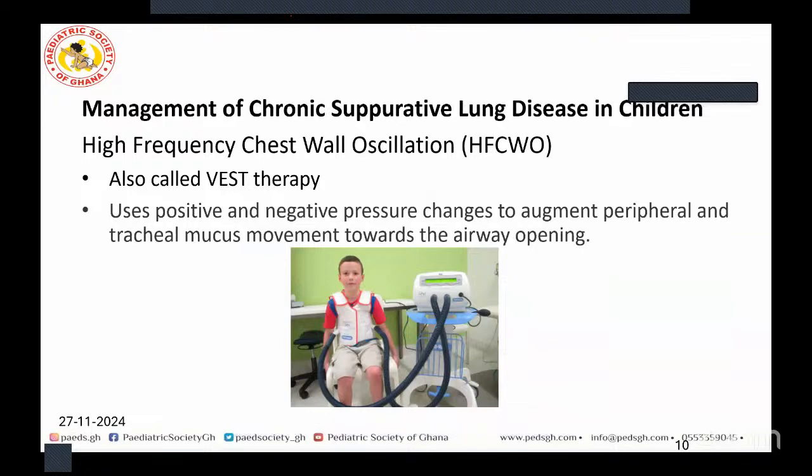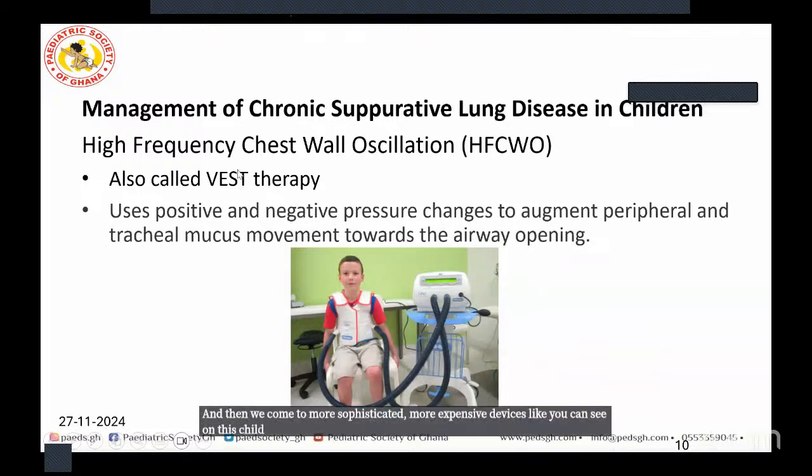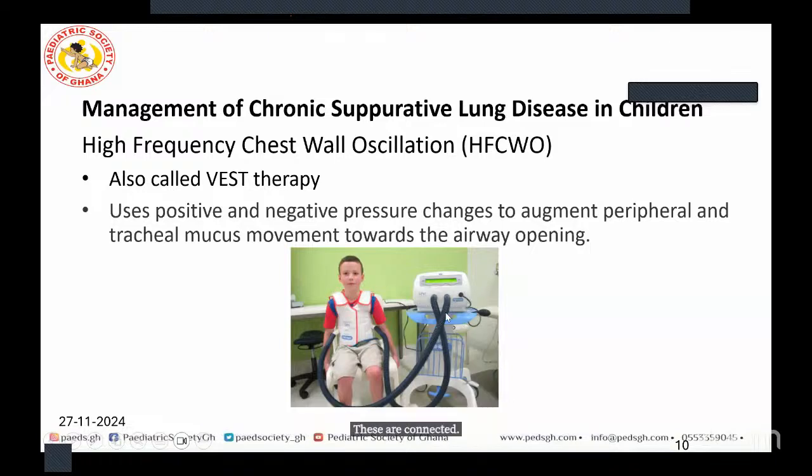And then we come to more sophisticated, more expensive devices, like you can see on this child, what we call vest therapy or high frequency chest wall oscillation. These are connected to a machine, then it sort of shakes the chest and helps loosen any secretions in the mucus, and then the child can cough it out. They are pretty effective. They use positive and negative pressure changes to augment peripheral tracheal mucus movement towards the opening airways. But they are very expensive.